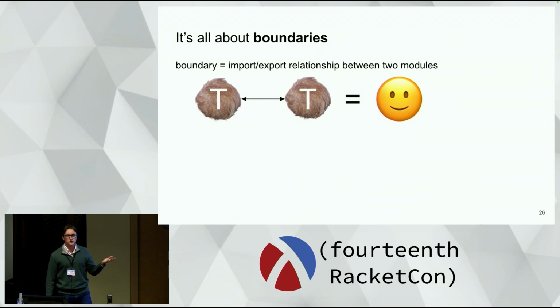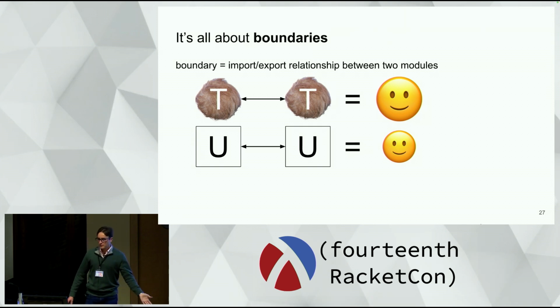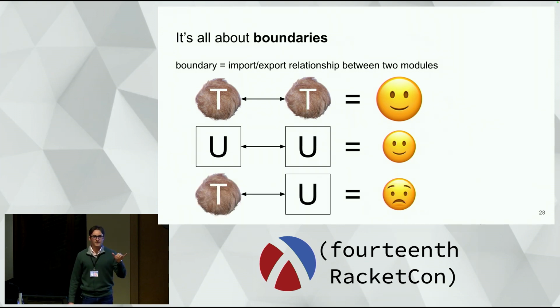So when you have a boundary between two typed modules in your program, things are happy. If you have a boundary between two untyped modules, maybe you're a little less happy because you don't get the love and joy that you could have from using types. But at least your code is still pretty fast. But when you have this boundary that transcends typeness and untypedness, where either we're importing from typed into untyped or the other way around, that's where this trouble starts.